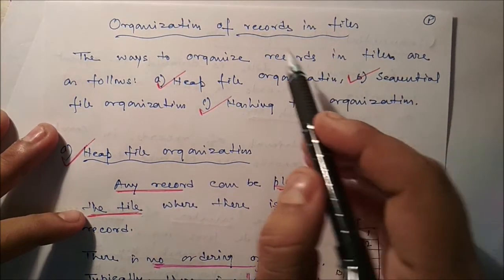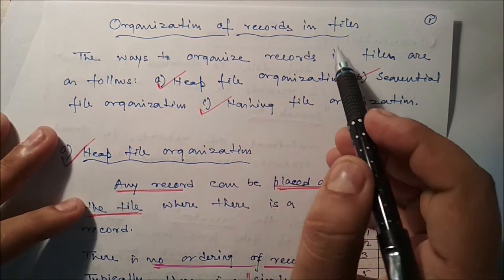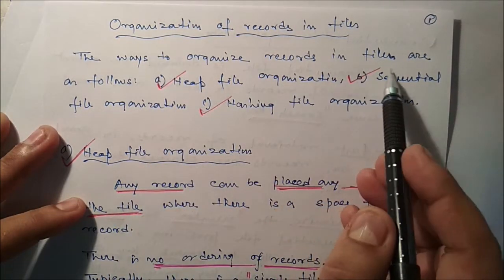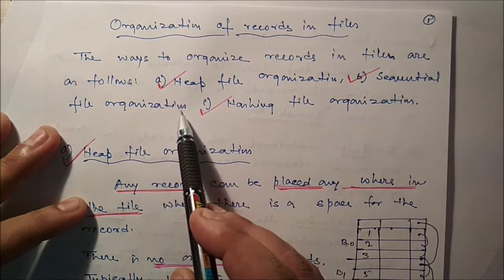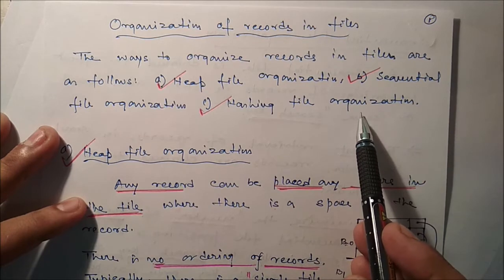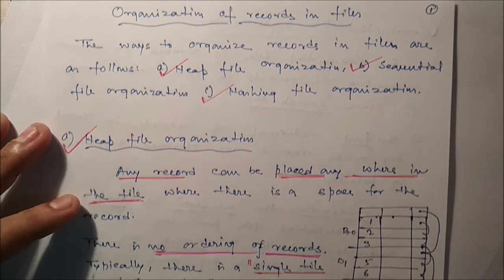In this video we'll talk about organization of records in files. The ways to organize records in files are as follows: heap file organization, sequential file organization and hashing file organization. So we will see them one by one. So first one is what?